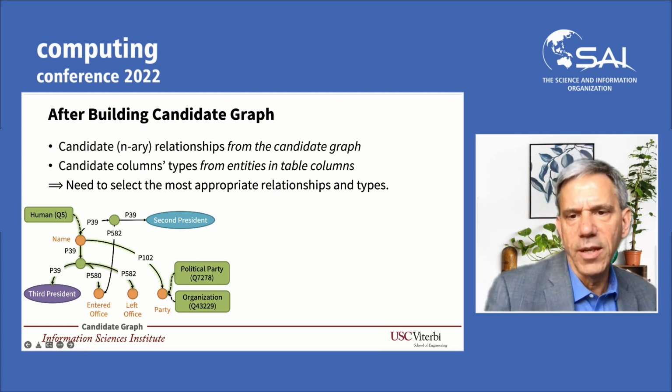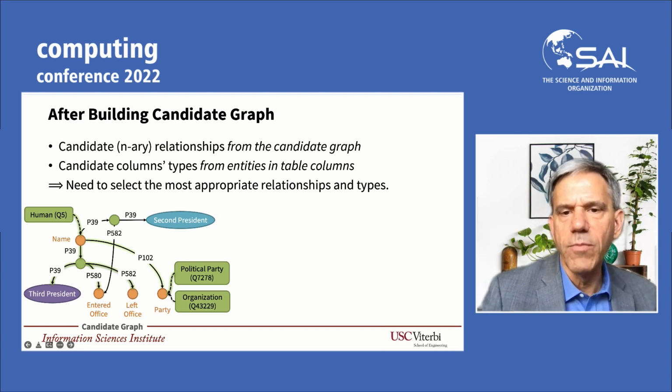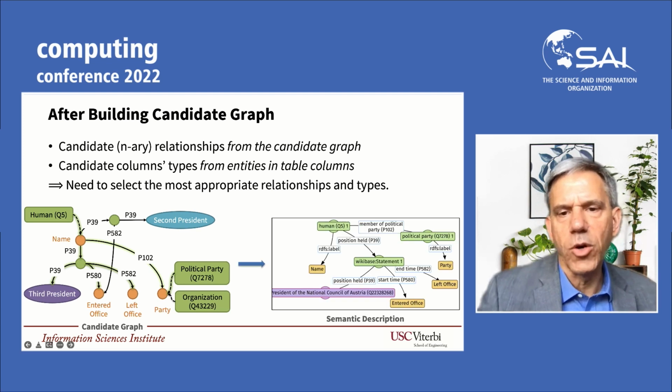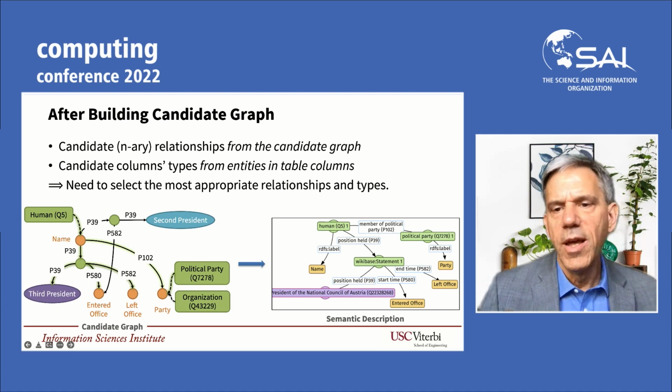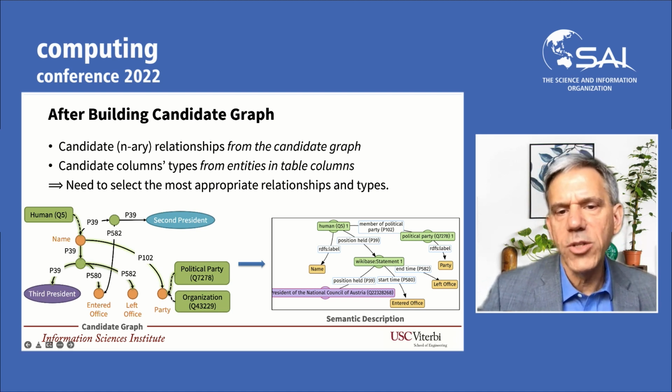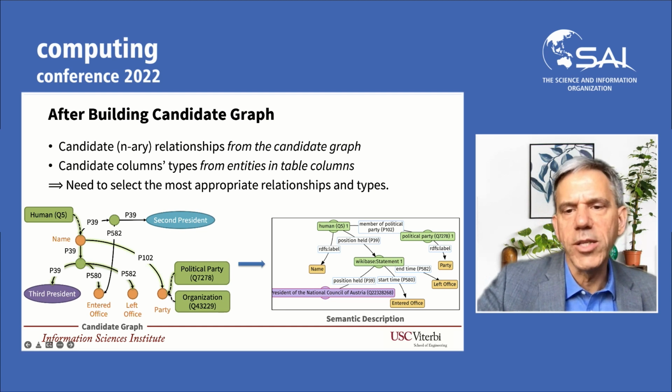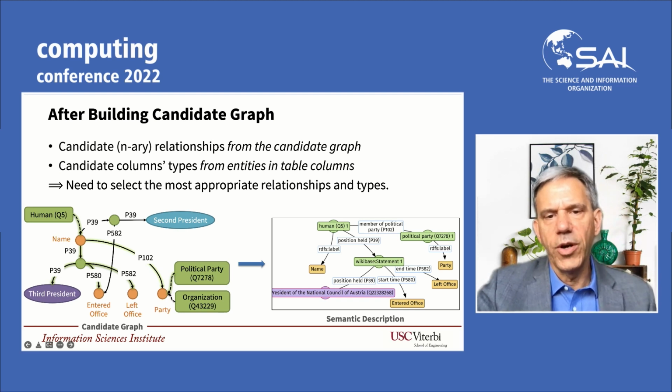So after we've built this candidate graph, now we need to select the most appropriate relationships and types. That corresponds to the final step here, where we build this semantic description. Given the time today, I don't have time to cover exactly how we do that, but we do an inference step, where you can look at how frequent these different things were. In this case, it was more common that these people were the third president than the second president, so that seems to be a better explanation. Plus, the explanation of the third president covered both the entered office and left office, whereas the second president only covered one of those. So the third president is a better explanation of this particular table.